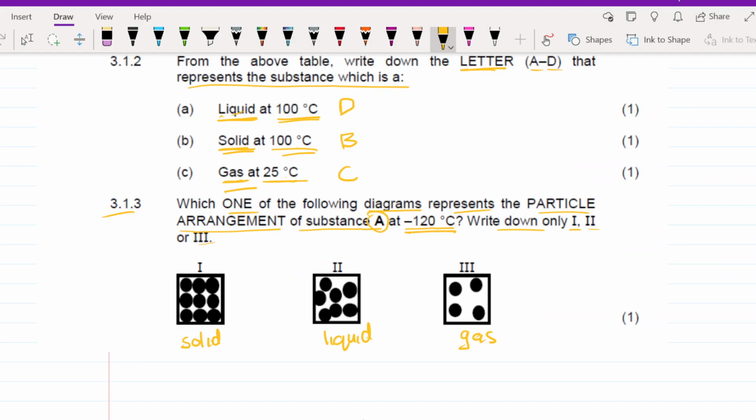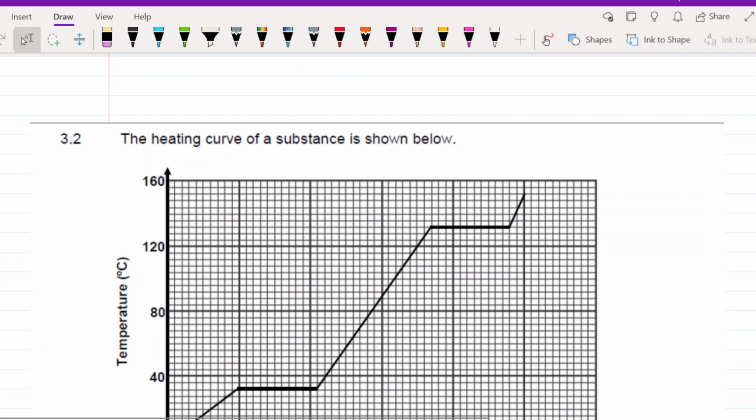And which diagram is a solid? It is diagram number 1. So that means the answer to which diagram represents the particle arrangement is diagram 1, because they said write only 1, 2, or 3. So we choose diagram 1 because substance A at negative 120 is a solid. So that's the end of that one.